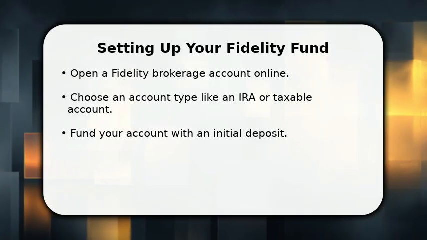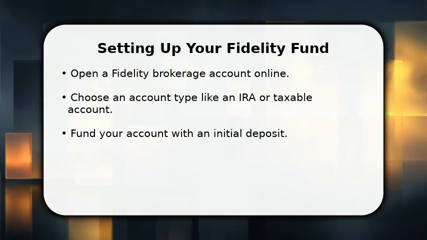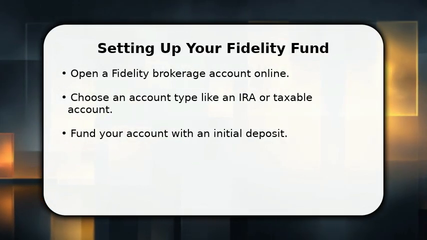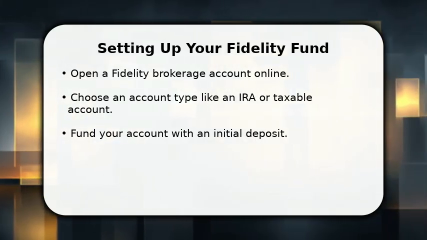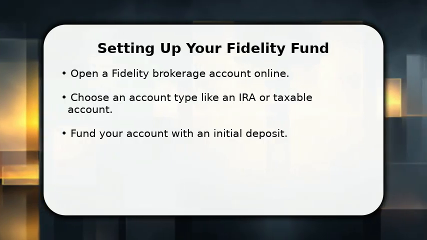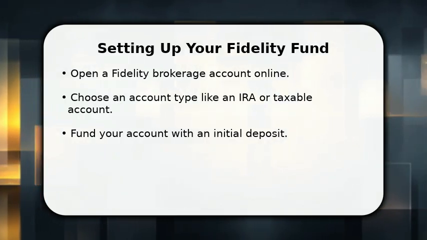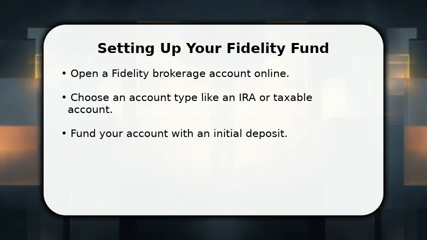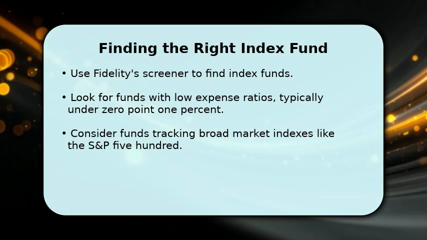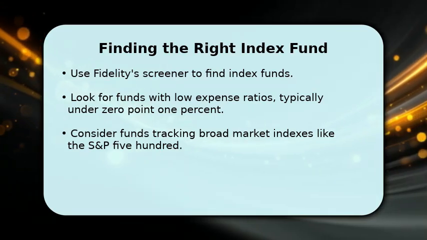Decide if you want a retirement account, like an IRA, or a standard taxable brokerage account, depending on your financial goals. Once your account is established, you'll need to fund it. You can typically transfer money from your bank account, often with an initial deposit of at least $100, to get started. Next, it's time to find the right index fund for your portfolio.